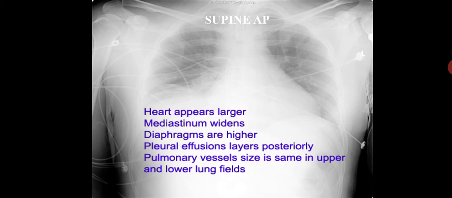The pleural effusions layer posteriorly, as fluid always settles down to the dependent part, and when we lie down, the posterior part is the dependent part of our body, so pleural effusion layers down, and pulmonary vessel size is same in the upper and lower lung fields.